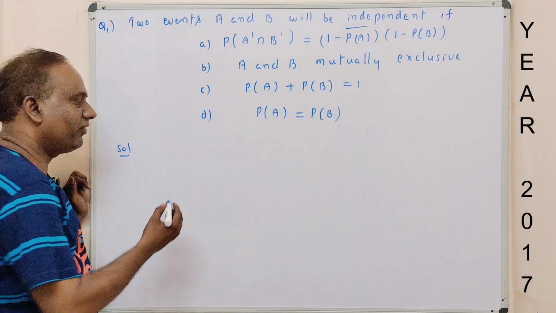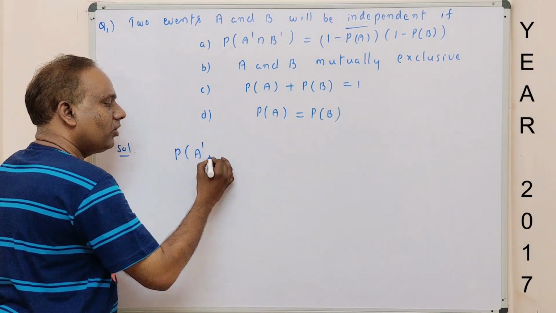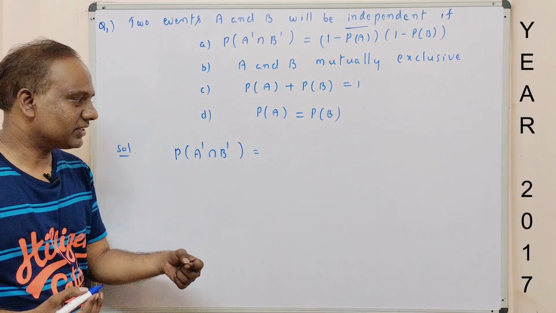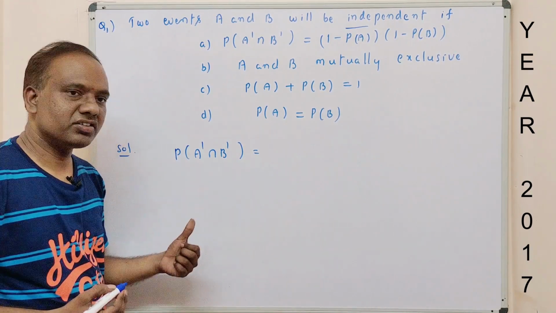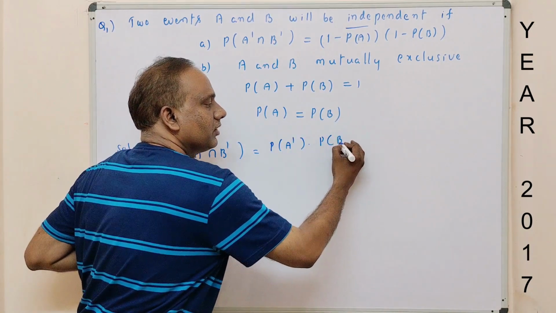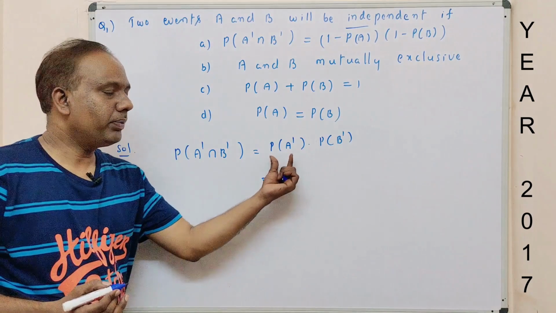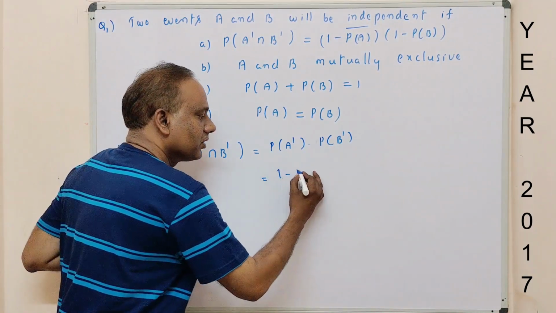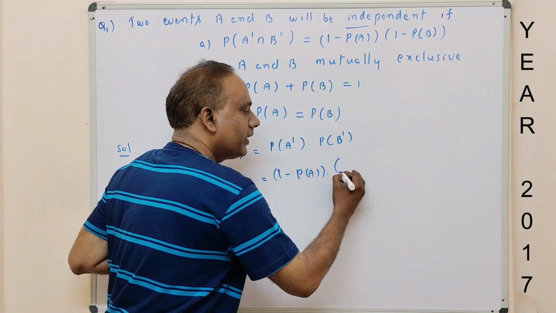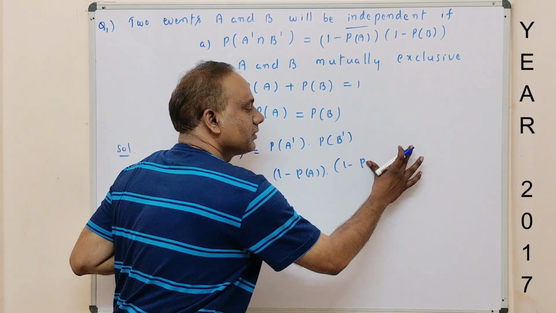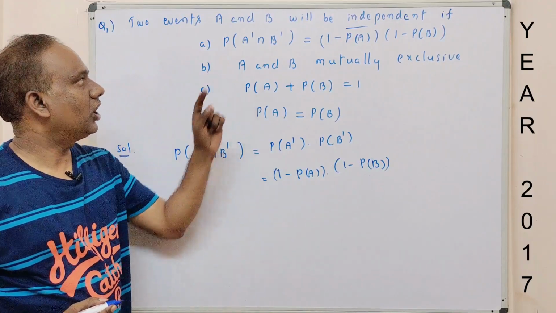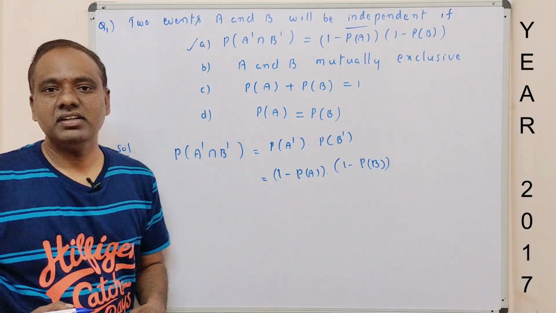So A, B are independent events. Actually P of A dash intersection B dash. Here A, B are independent events, in the sense the condition is P of A dash intersection B dash is equal to, can write P of A dash into P of B dash, and P of A dash can be written as 1 minus P of A. P of B dash can be written as 1 minus P of B. So here option A is the correct answer.